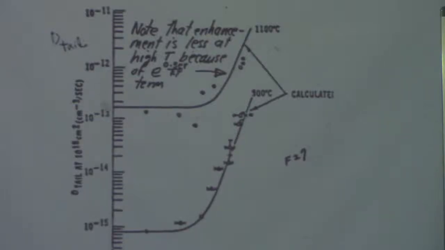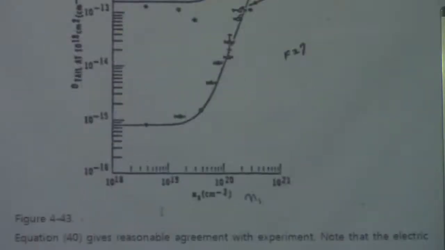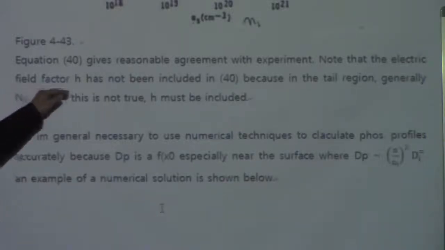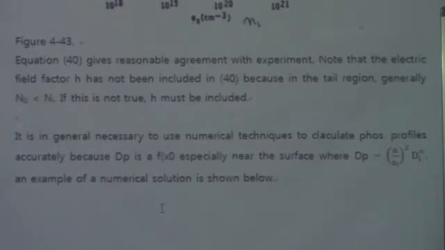The y-axis is the diffusion coefficient, okay? And equation 40 gives reasonable agreement with the experiment. Note the electric field factor h has not been included in equation 40. Again, the electric field effect factor is something we don't understand, but we just empirically put in those numbers.